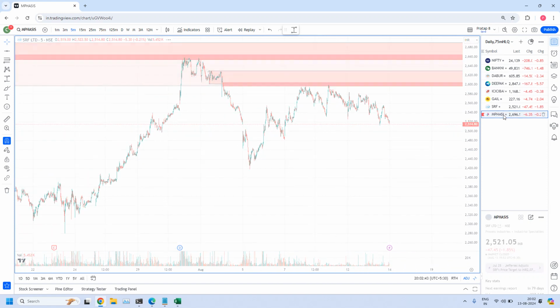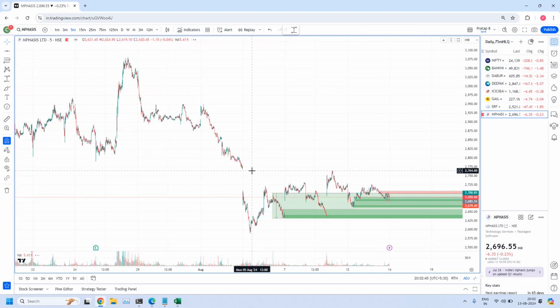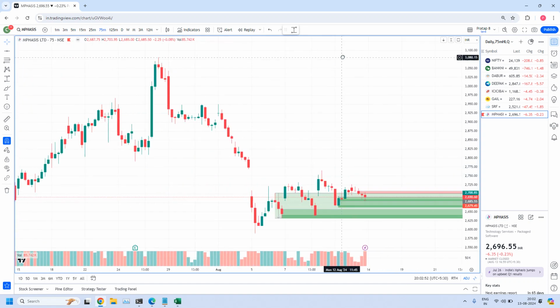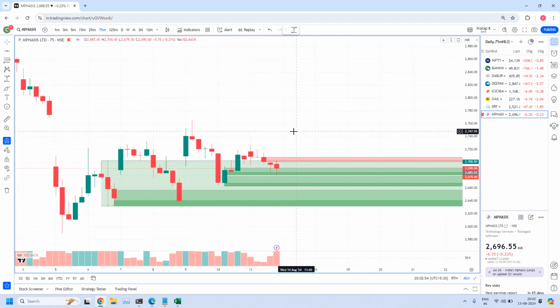And the last one is MPHASIS. This is the 75-minute zone. This is the 75-minute high liquidity demand zone. Here we have an ERC candle as a leg-in. We have 1, 2, 3, 4 base candles, and again a hidden body with a huge leg-out candle.